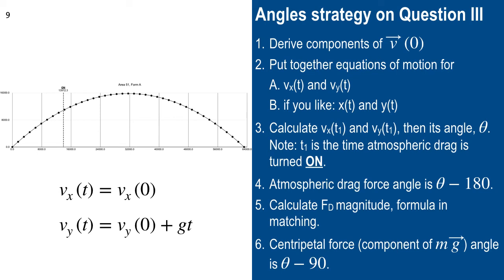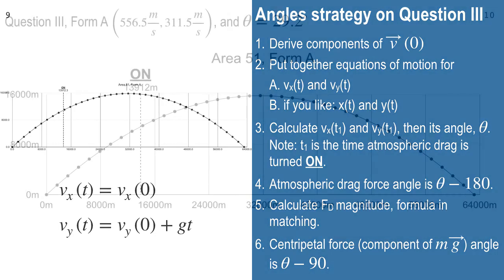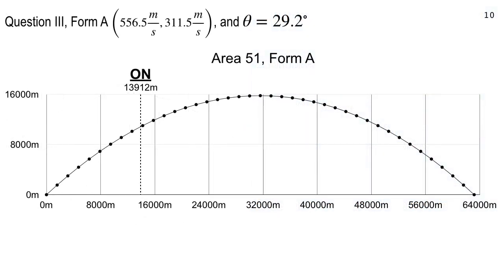And the angle for that is theta minus 90 because it's always perpendicular to the velocity. All right, so here's question form A. And up here, this is the velocity at time T1, which I think was, I can't remember, I think this one was 25. Actually, let me keep going here.